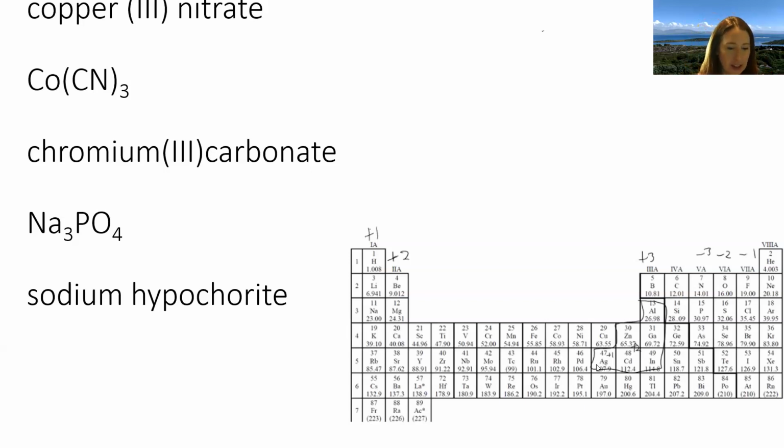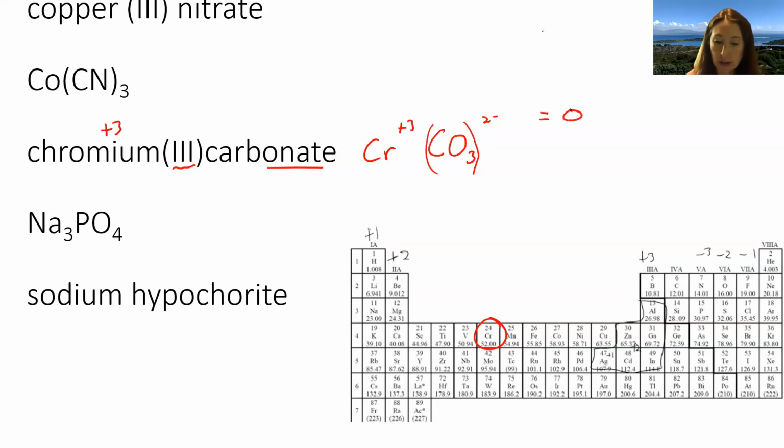Okay, so let's try chromium(III) carbonate. So this 3, again, means that the charge of chromium is a +3. So we have one chromium, its charge is +3. Carbonate is a polyatomic ion. We have to memorize that one. It's CO3, 2-. So this whole carbonate's charge is -2. So we have one chromium and one carbonate. We need their charges to equal 0.